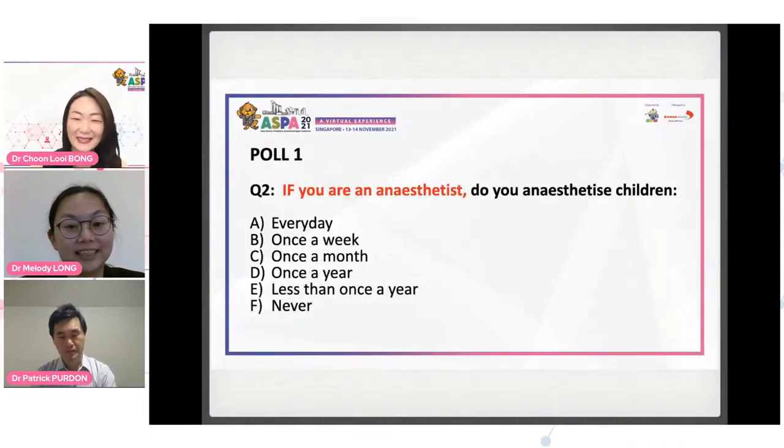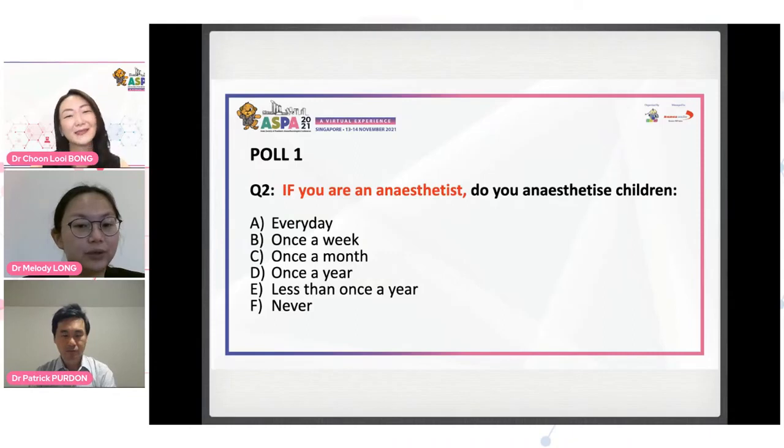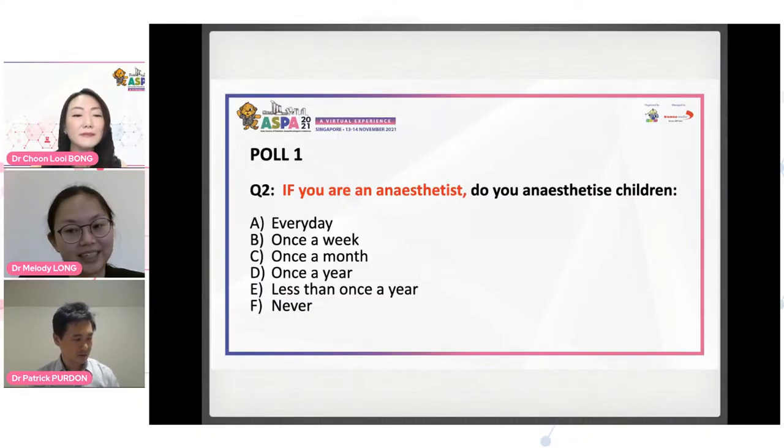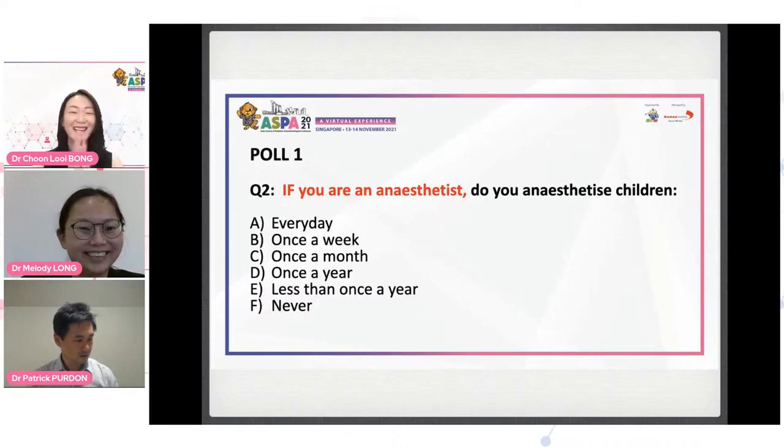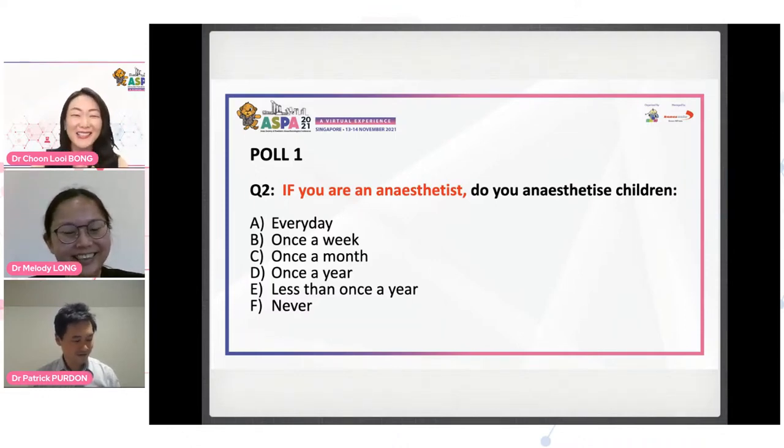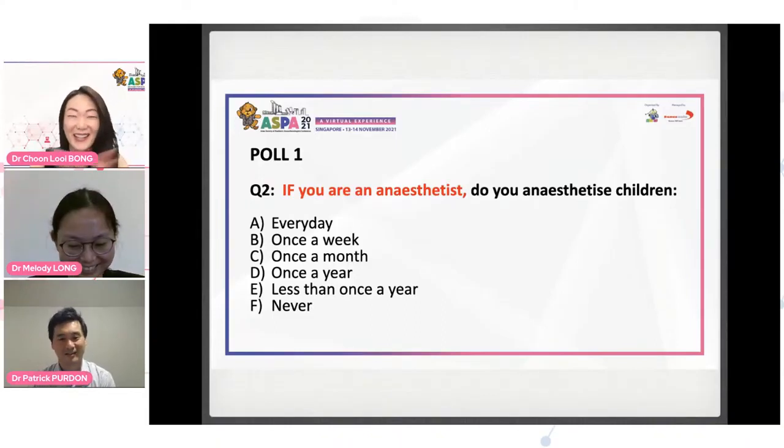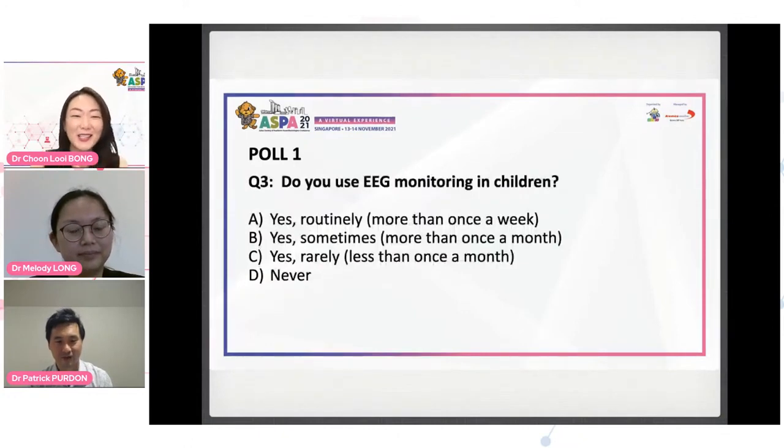For the next question: if you are an anesthetist, do you anesthetize children every day, once a week, once a month, once a year, less than a year, or never? Let's have a look at the poll results. 8% once a year, 8% once a month, 15% once a week. None of us do it less than once a year. And wow, 69% of us actually look after children every day. Mainly pediatric anesthetists. Thank you for joining us. It's great to know that most of us anesthetize children every day. So this is important.